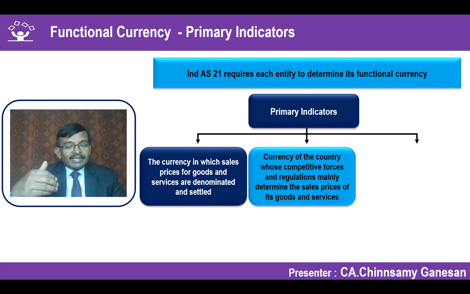So INR in that particular scenario is also becoming my primary indicator of functional currency. The second indicator is based on the competition or the regulation where the selling prices for the goods and services are determined. One is where I am determining and settling it on my own. The second is based on the competitive forces and the regulation of the country, which determines the selling prices.